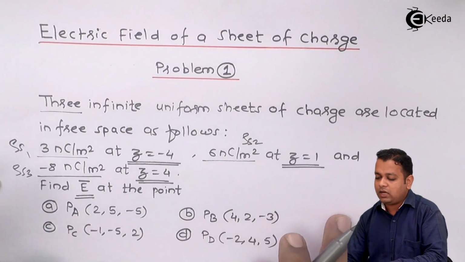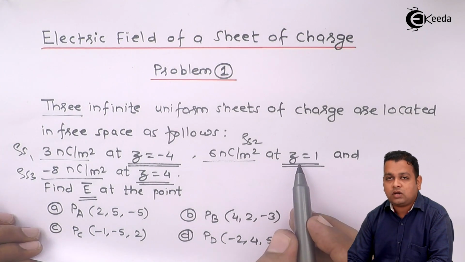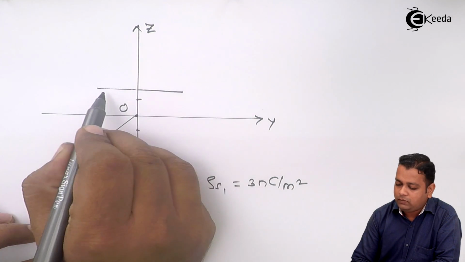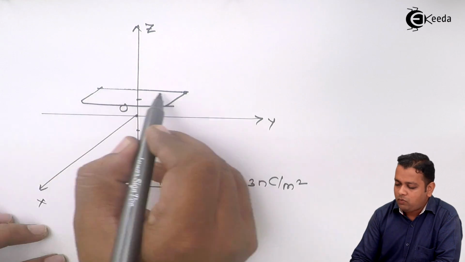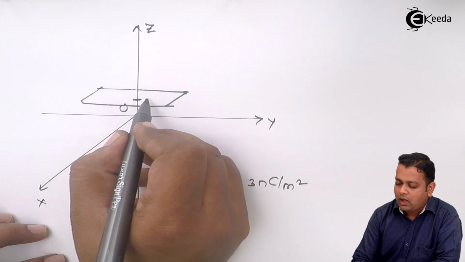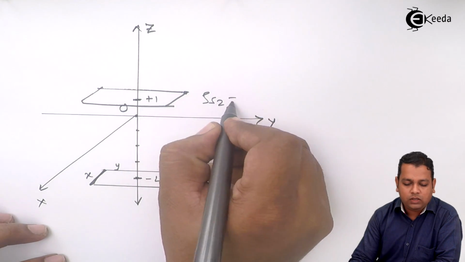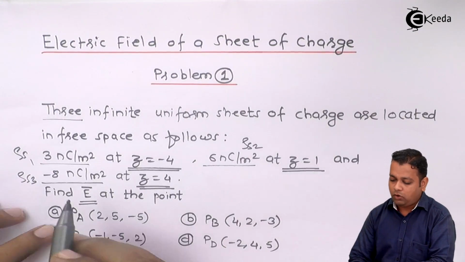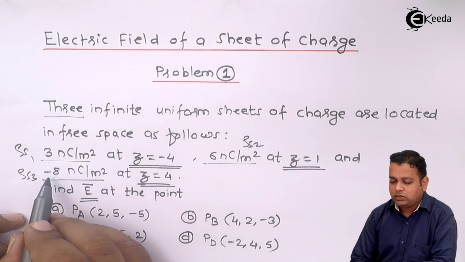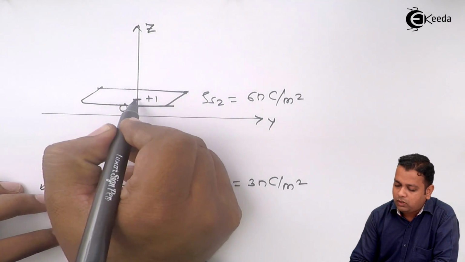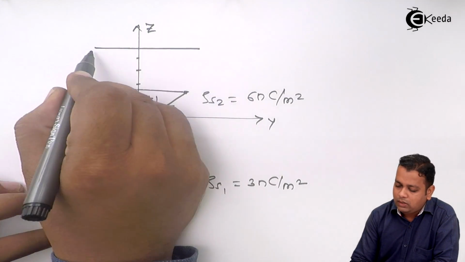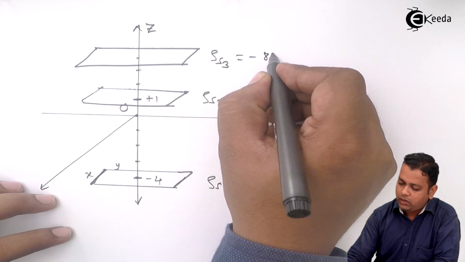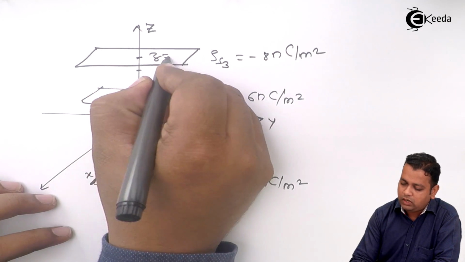Now the second sheet has rho s2 value 6 nanocoulomb per meter square. It is situated at z equal to 1. So at z equal to 1, on the positive side, I have to show like this. There will be another plane having x and y dimensions infinite, and cutting the z-axis at z equal to +1. It has rho s2 given by 6 nanocoulomb per meter square. Now the third infinite uniform sheet of charge is located at z equal to 4. So at z equal to 4, on the positive side, 1, 2, 3 and 4 units. Here there is another sheet of charge. I denote it rho s3, having the value minus 8 nanocoulomb per meter square. This is the z equal to 4 plane.